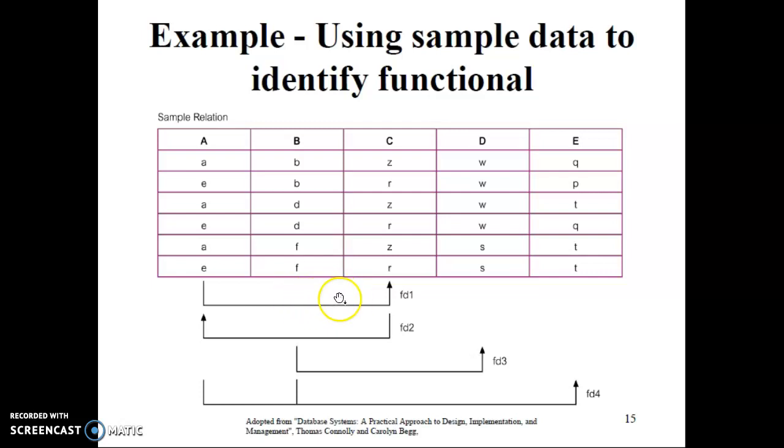That is one functional dependency we identify. Similarly, see the reverse. That means the values in column C are consistent with the appearance of particular values in column A also. For Z, we have A. So there is a 1-to-1 relationship from C to A also. That we are showing here as FD2, functional dependency 2.